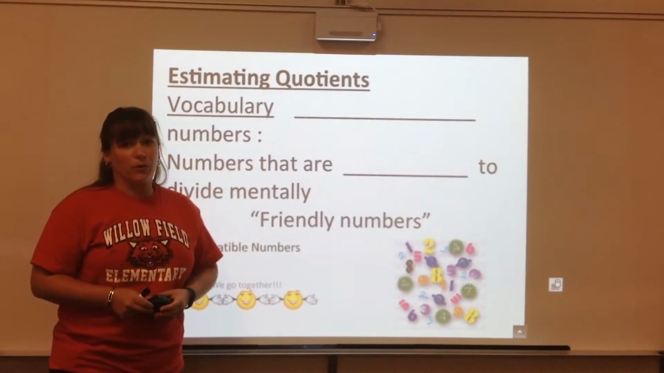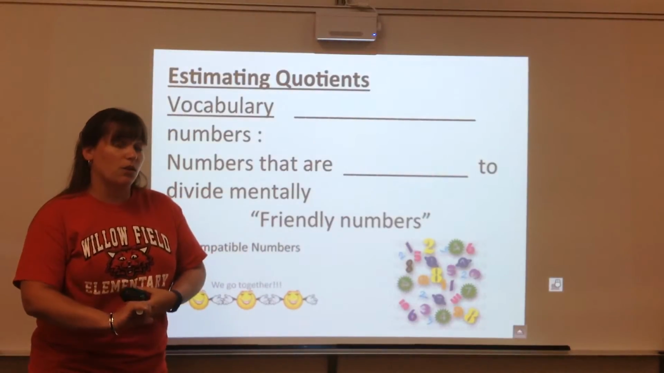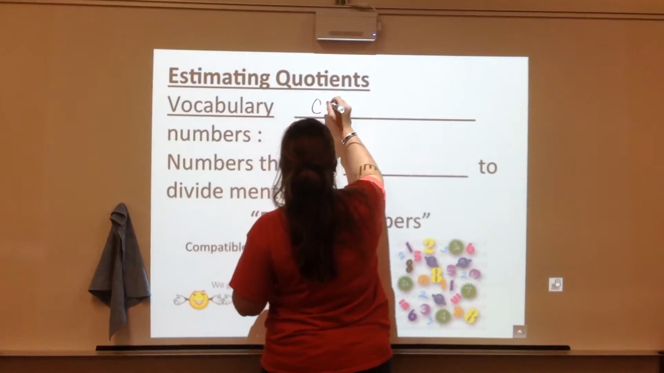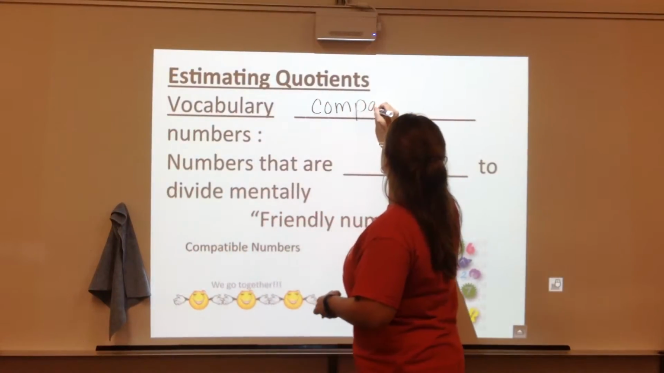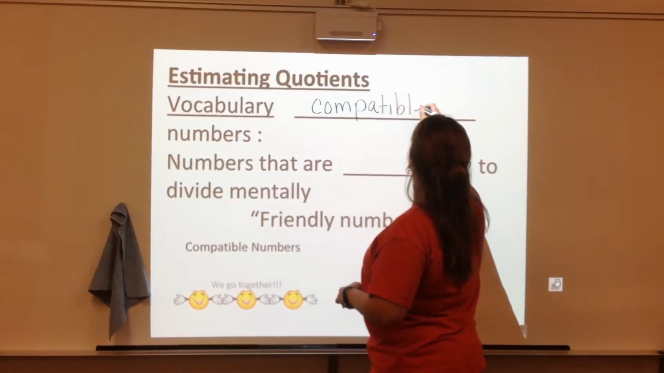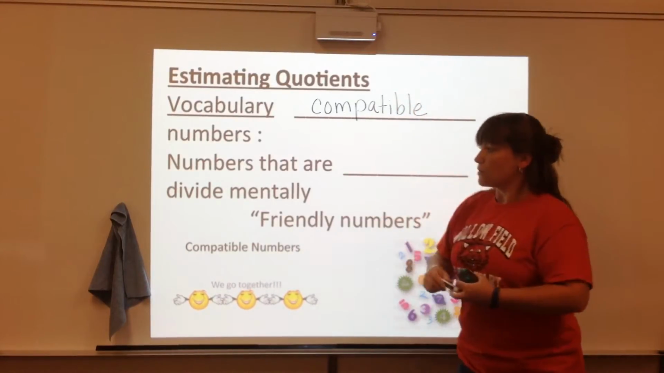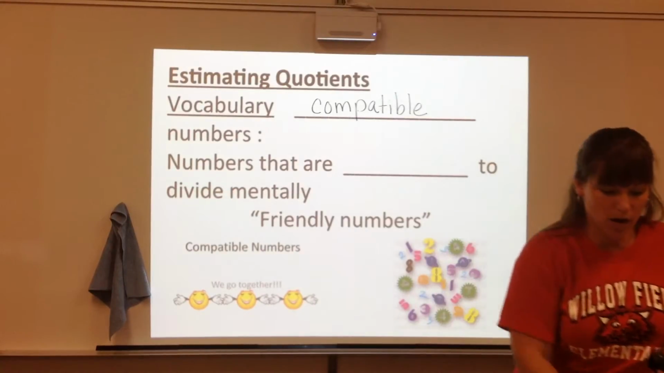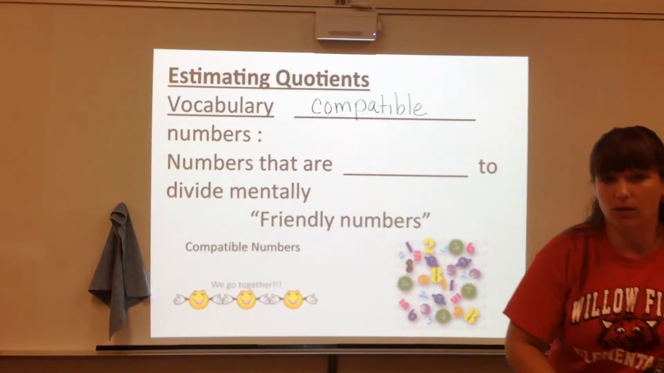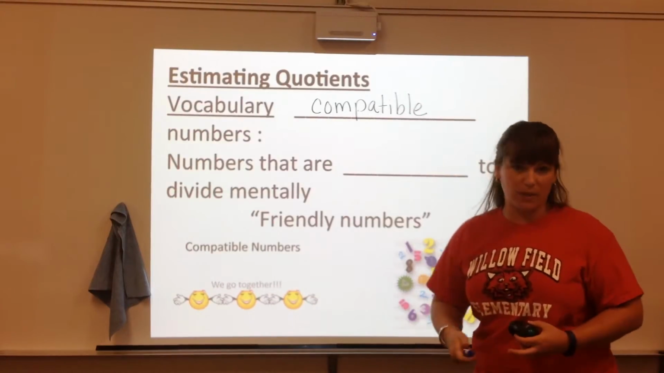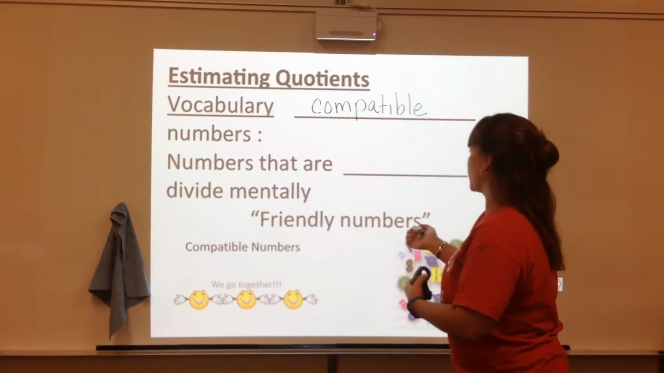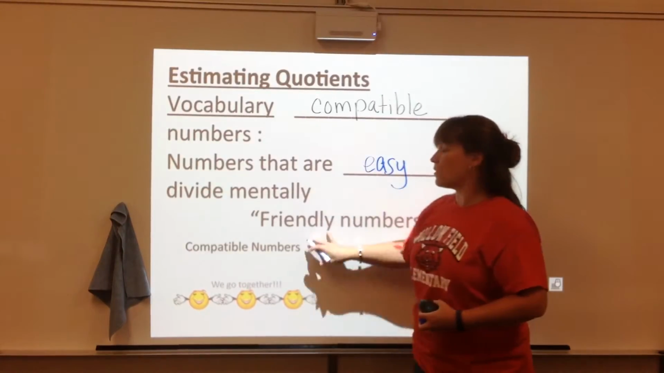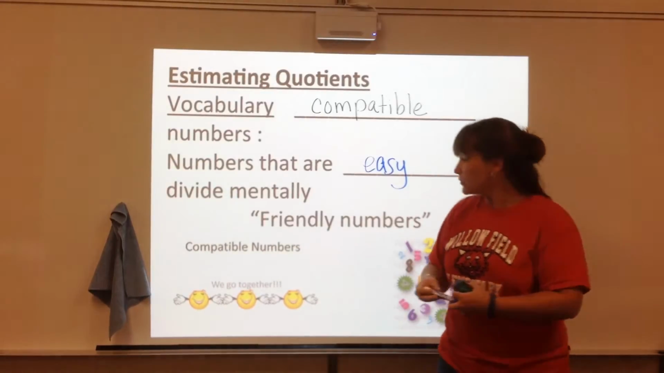So the big vocabulary word of this lesson is the word compatible. So the vocabulary word of the day is compatible numbers. Compatible numbers are numbers that are easy to divide mentally. We want things to be easy for our brain to do without having to pick up a piece of paper and scratch it out. So fill in the words easy to divide mentally. They're often called friendly numbers.